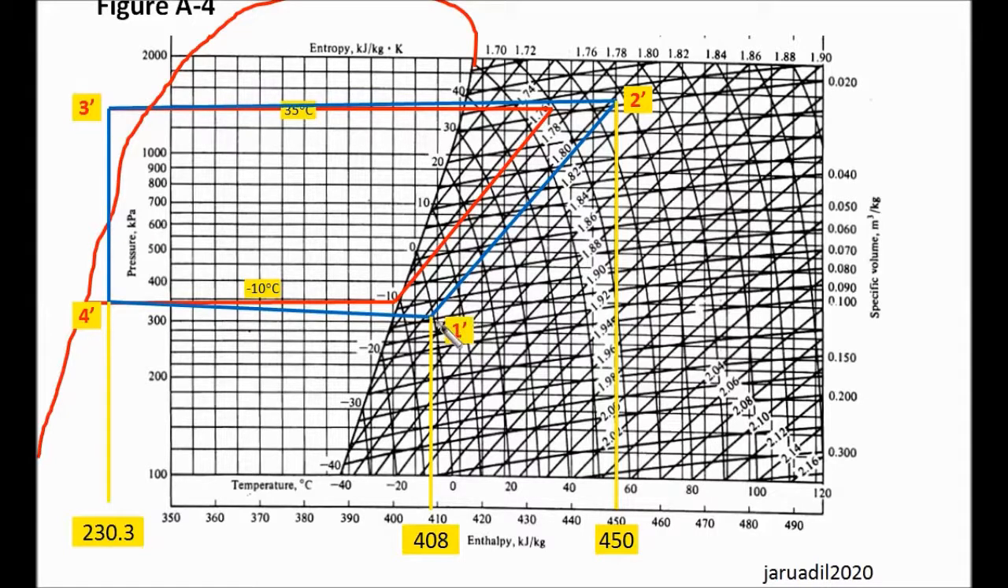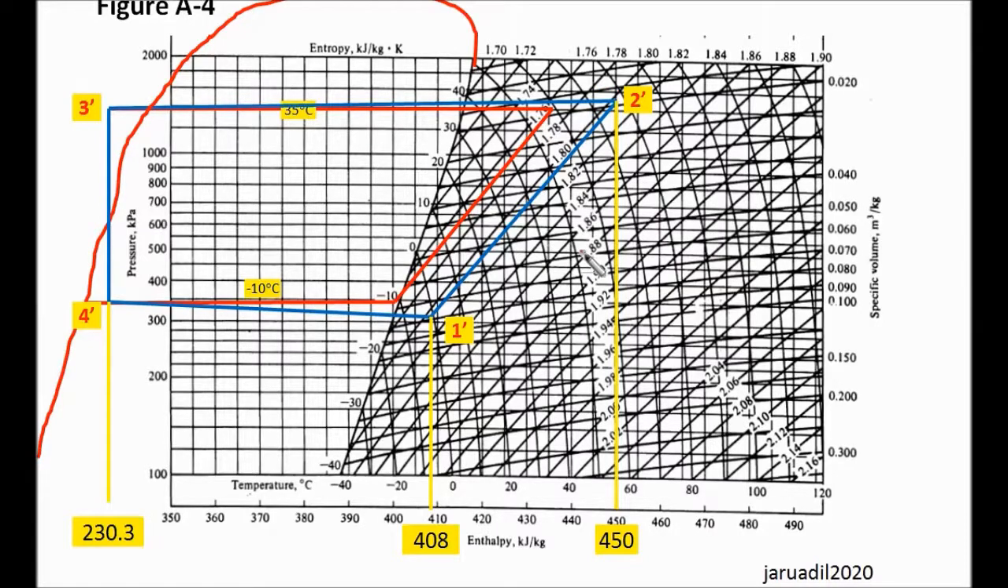Then, although sinabi dun na hindi siya constant entropy, it is advisable pa rin na i-assume muna natin siya as constant entropy, pero pwede natin yan i-check mamaya kung dyan talaga siya. Just for the purpose of illustration, mabuo lang natin yung graph. Although this is not a constant entropy line, itong blue yung compression, yung 1 prime to 2 prime.